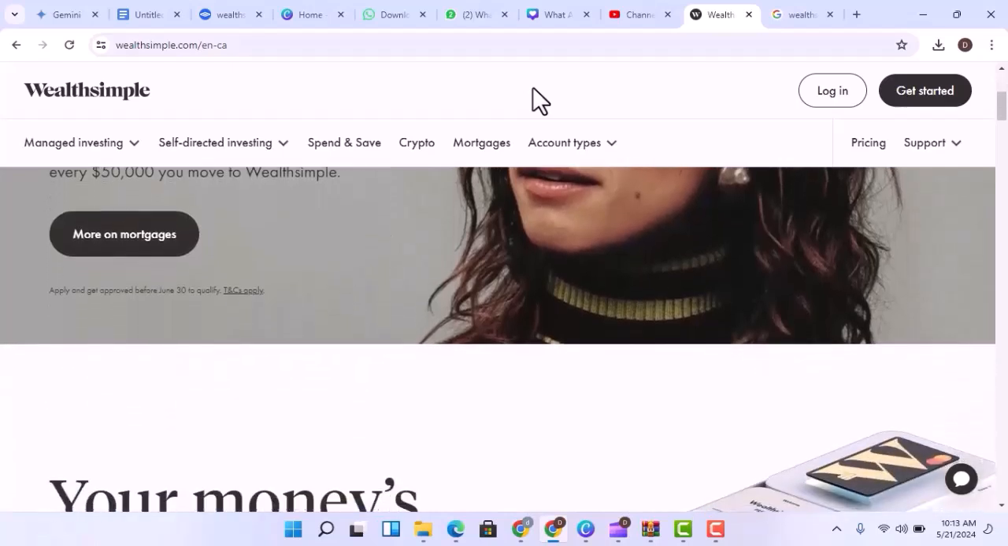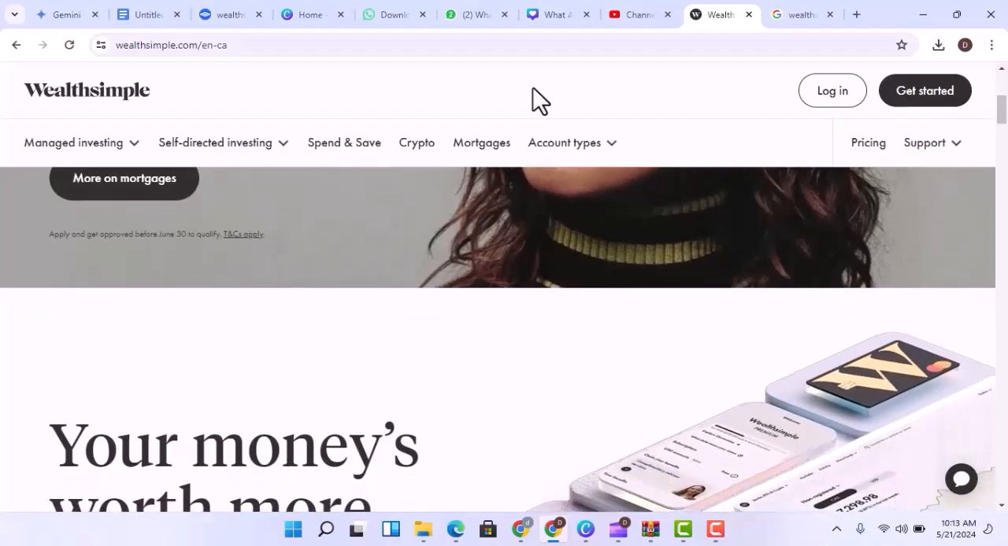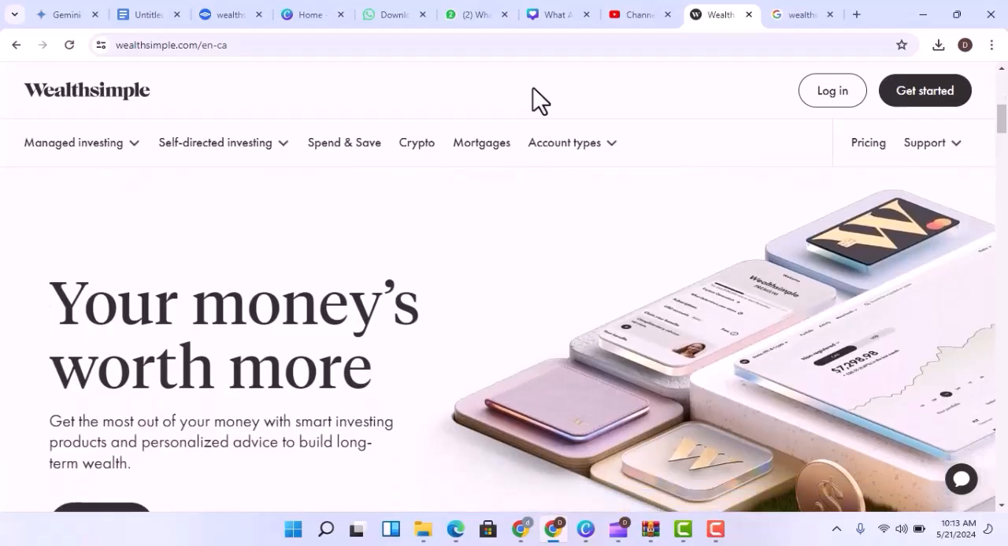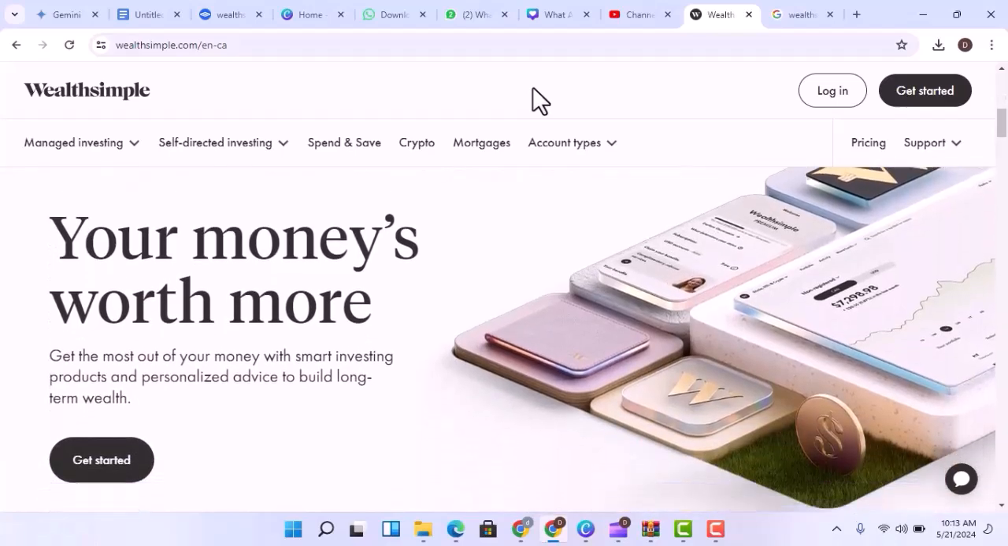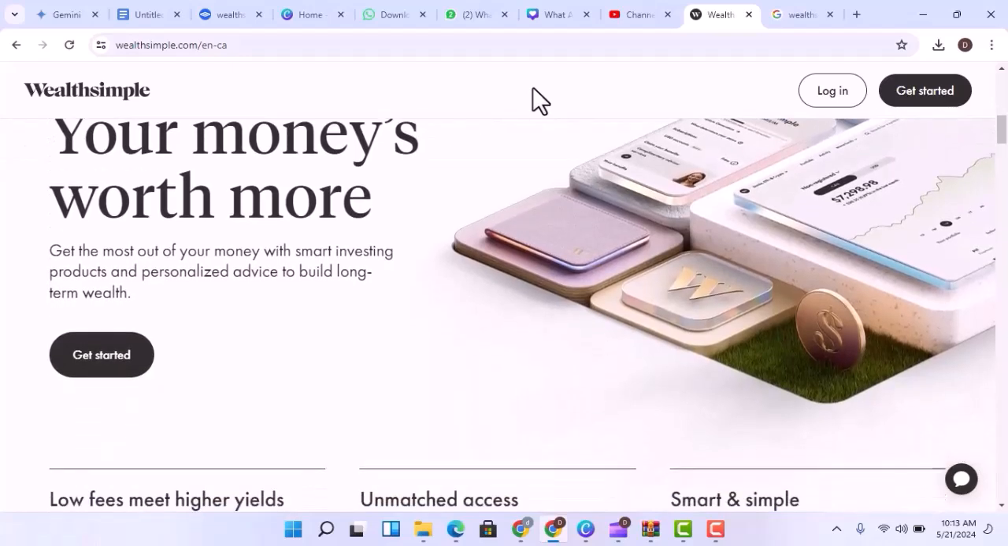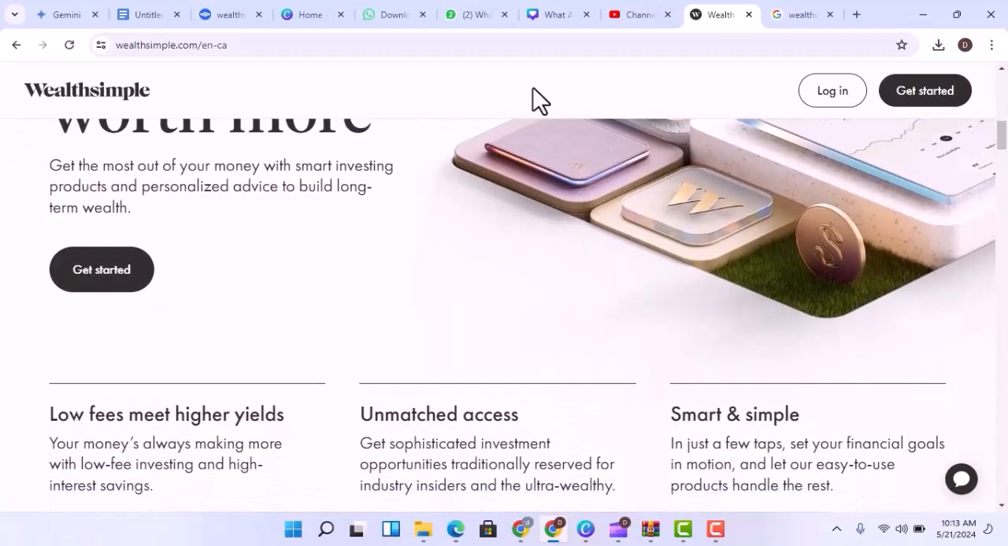While CAD is the default currency on Wealthsimple, there might be a hidden path to that USD investing paradise you crave. So, buckle up, because we're diving deep into the world of USD deposits on Wealthsimple to see if you can truly unleash your inner Wall Street wolf.